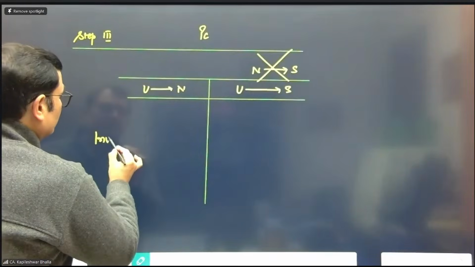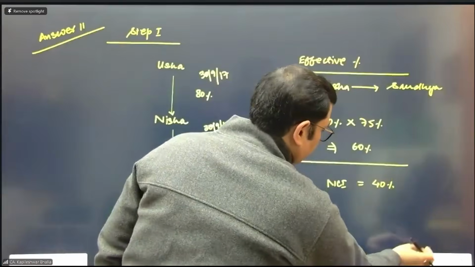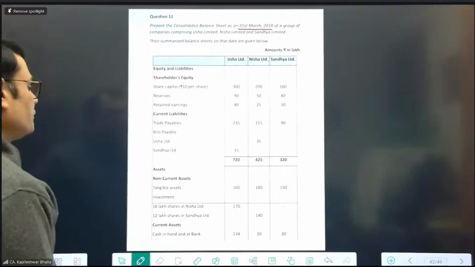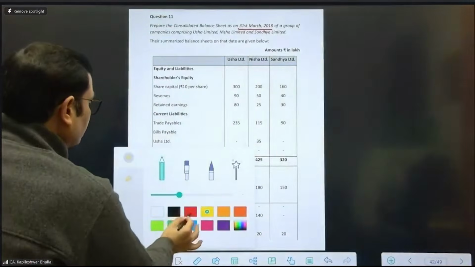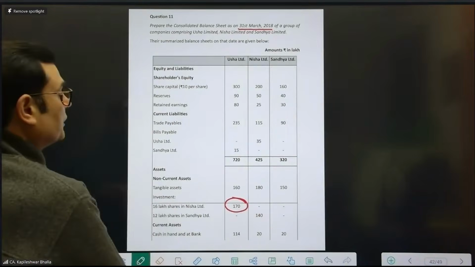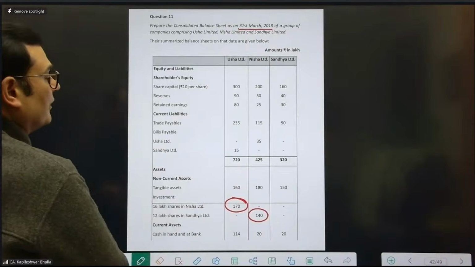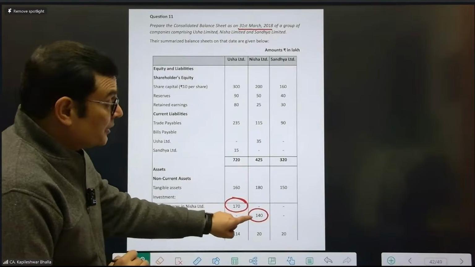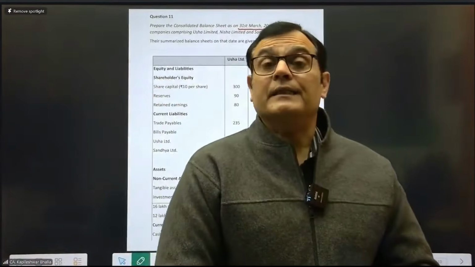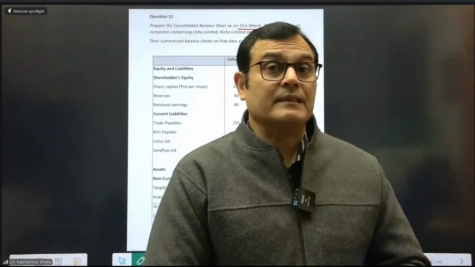So let's look at the investment in the balance sheet. If you look at the balance sheet of the company, we can see something very clear. Investment Usha has in Nisha is 170. Nisha has in Sandhya is 140. This is Nisha in Sandhya, but I don't need Nisha in Sandhya. I need the effective percentage which the top company Usha has in Sandhya.